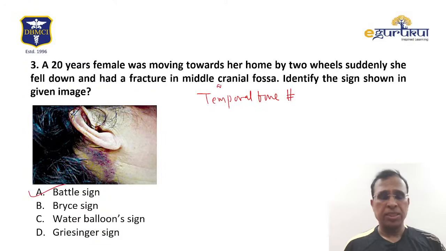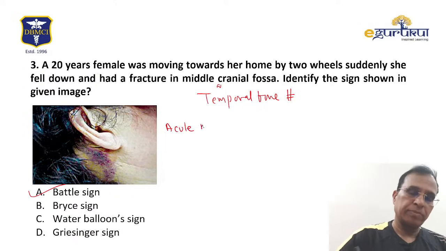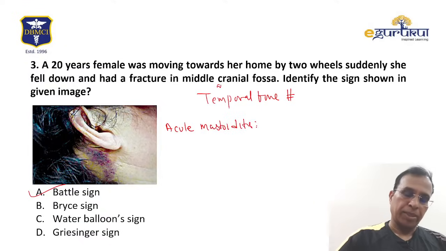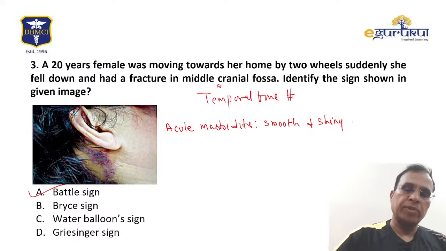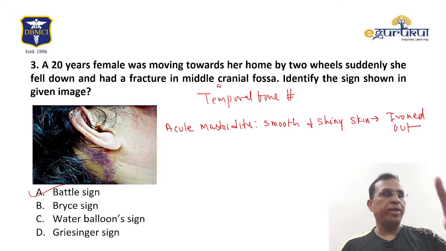So please note, in mastoiditis there is smooth and shiny skin, and it is called ironed-out mastoid. This is the description. Okay. So please note, Lohita Priya, this is for you. In mastoiditis, there is a smooth and shiny mastoid. There is no blue color.